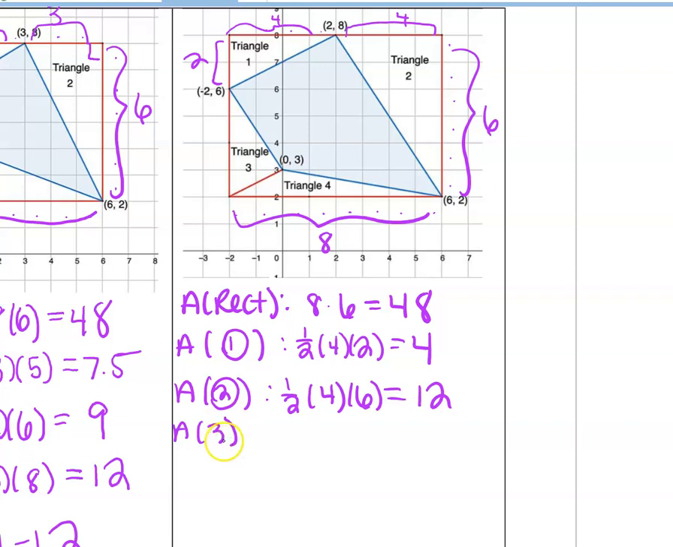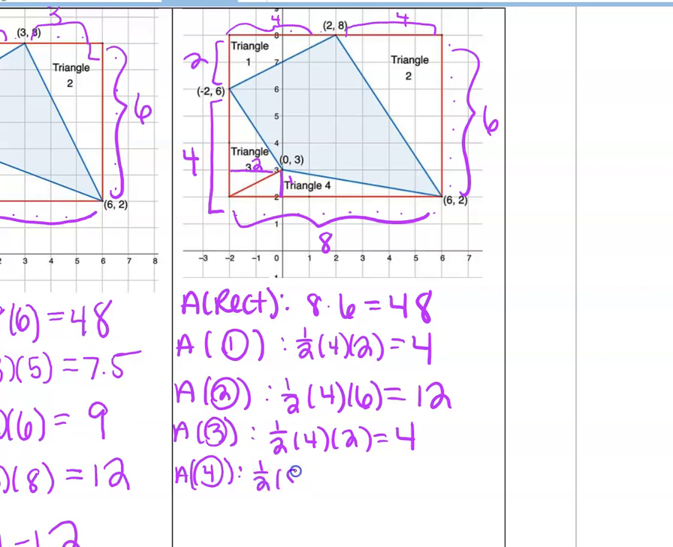Okay, triangle 3, which is over here, the height is 2. And the base is 4. So 1/2 times 4 times 2, which is 4. And then lastly, this one has a height of 1. So our final triangle is 1/2, 8 by 1, which is 4.